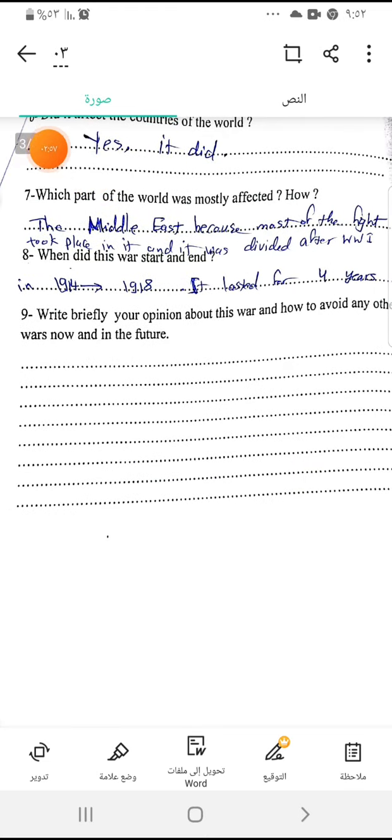The next question. Did this war affect the countries of the world? Yes, it did. It affected the whole world badly. But there was one part of the world that was mostly affected. Question 7 is, which part of the world was mostly affected by World War I and how? It was the Middle East, because most of the fight during this war took place in the Middle East, and at the end of this war, the Middle East was divided after World War I between France and Britain.